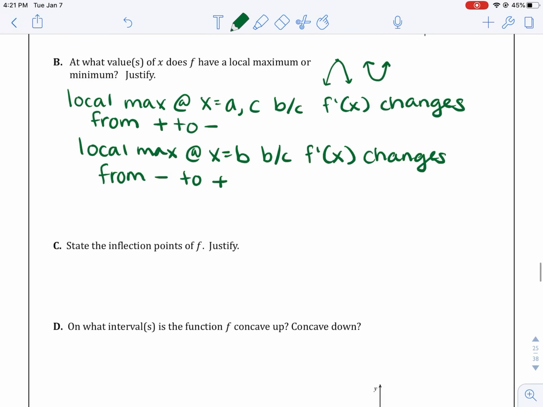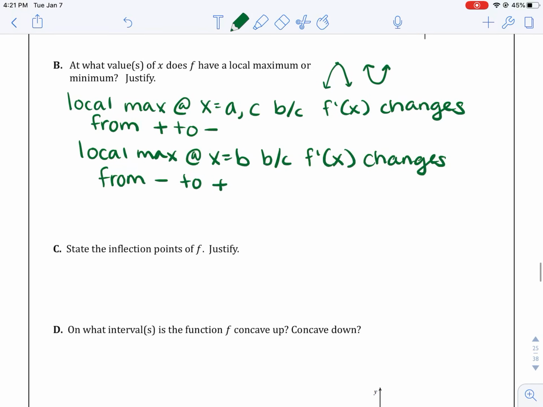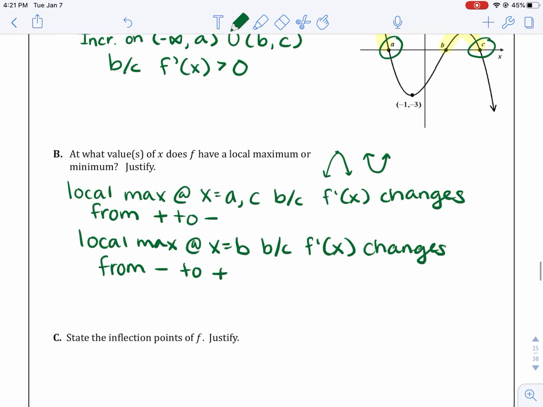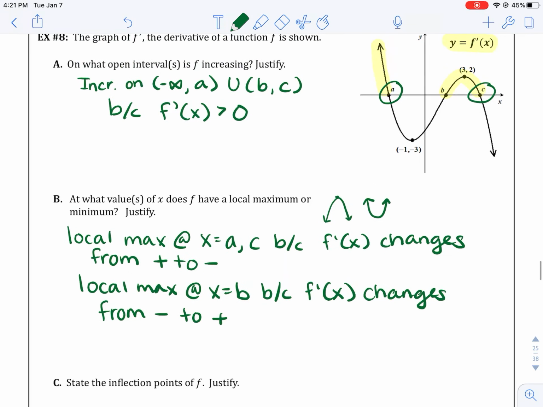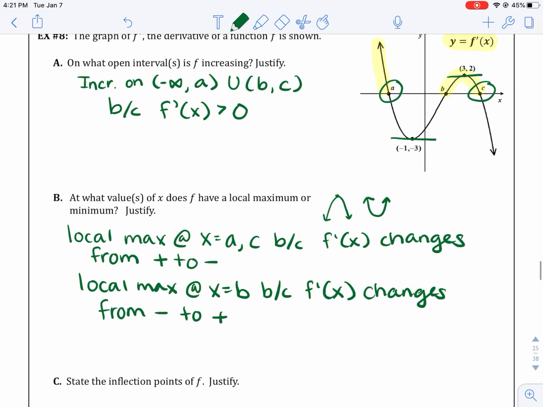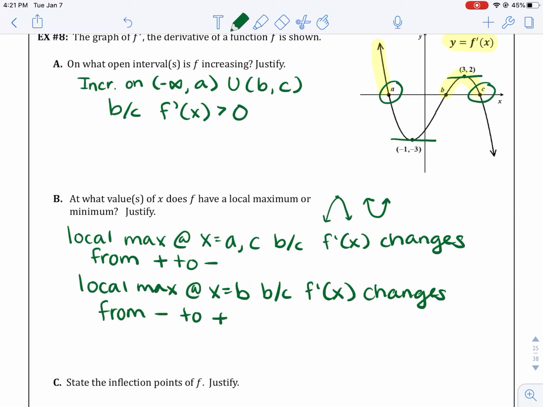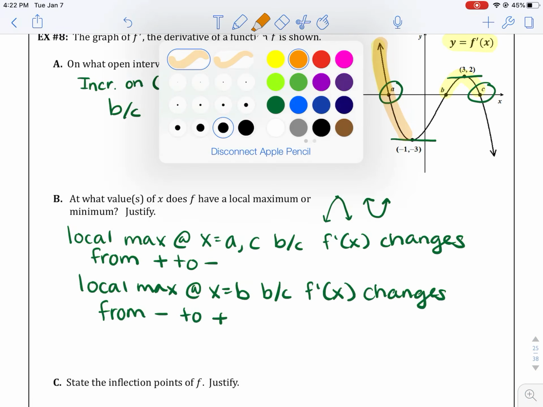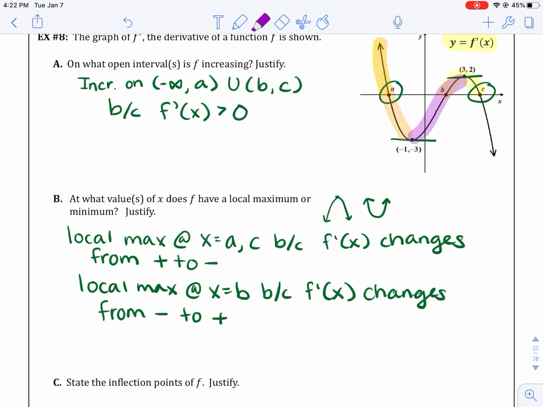And then we need to state the inflection points, okay? So the inflection points would be where the second derivative equals 0, right? And that would be where, let's see here, where we have these horizontal tangents at the maxes and mins of our derivative, because then the derivative of that derivative will be equal to 0. Also, you can see that the derivative is changing from, let's see, decreasing here, and then it starts increasing, and then it goes back to decreasing.